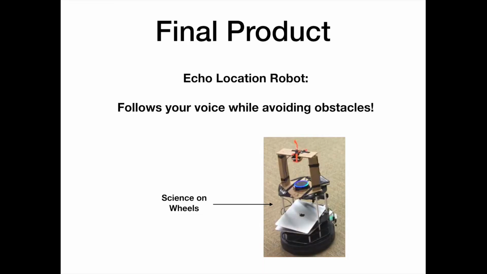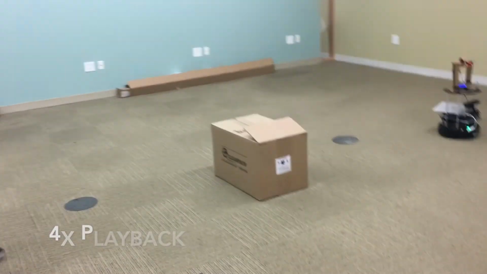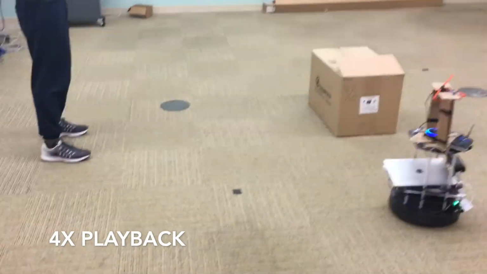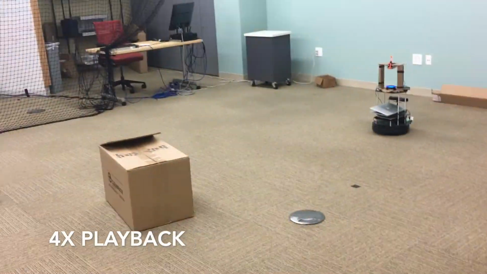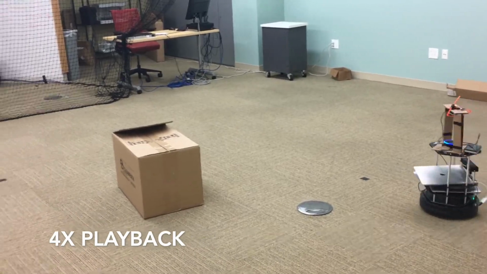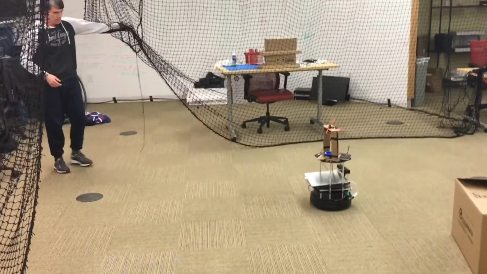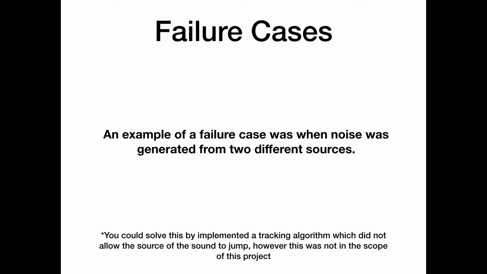We then put this all together. Notice the robot avoiding obstacles and moving towards the source of the sound. Here we show 2 examples of our final robot. There are, however, failure cases, such as when the robot starts tracking another sound.